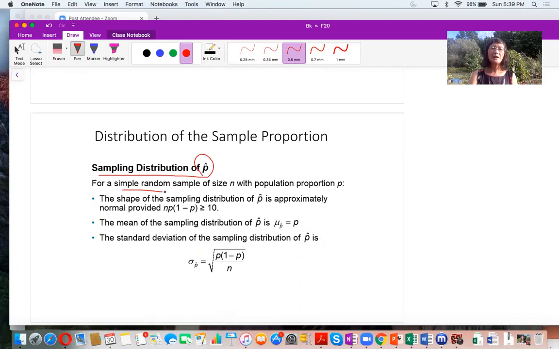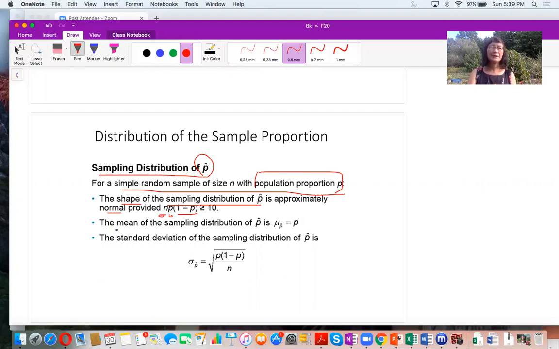For a simple random sample of size n with population proportion p, the shape of the sampling distribution of p hat is approximately normal, under the condition that sample size times p times 1 minus p is greater than or equal to 10. Remember, what is p? p is the population proportion. So this one has to be satisfied.